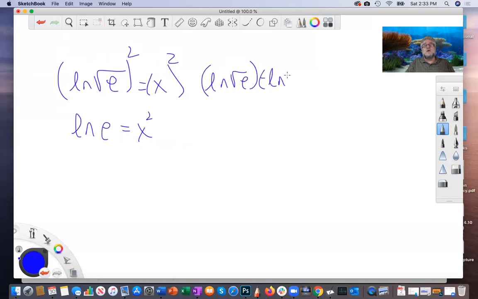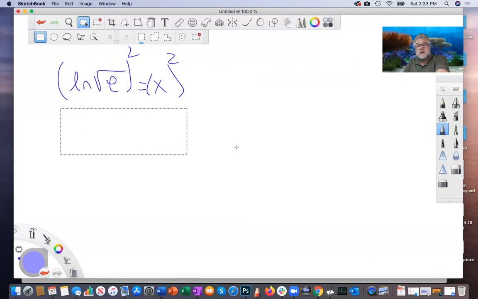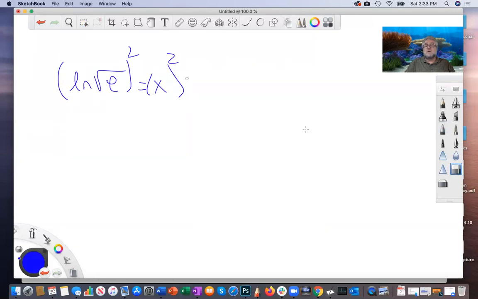times ln of square root of e. Well, you haven't really helped anything. This was not an improvement, because you cannot square a logarithm and have an effect on the stuff inside. Okay, so we don't want that. And we don't want that.